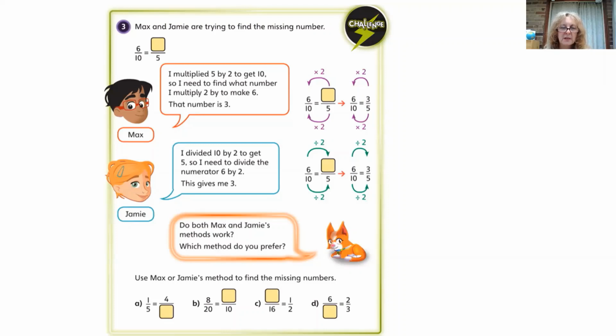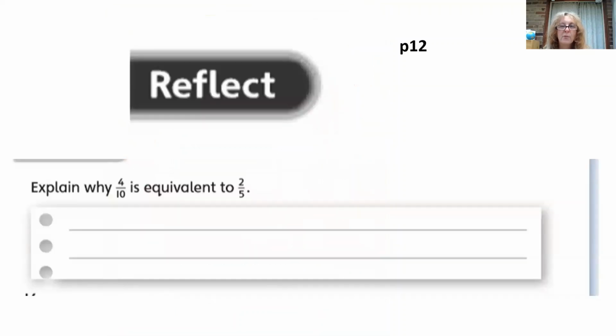So it's asking you there, use Max's or Jamie's method to find the missing numbers. Let me see what they're saying. Yeah. Right, see how you go on with that one. And your work today is on page 12, your work starts. And don't forget, all have a go at the reflect. The reflect says, explain why 4/10 is equivalent to 2/5. You've got to explain it in words, not just showing it in numbers, in fractions, explain it in words.